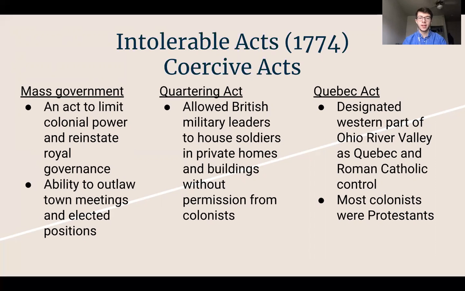Next was the Quartering Act. This allowed British military leaders to house soldiers in private homes and buildings without permission from the colonists. Next was the Quebec Act. This designated the western part of the Ohio River Valley as Quebec and Roman Catholic controlled. This upset many of the colonists because they were Protestants.